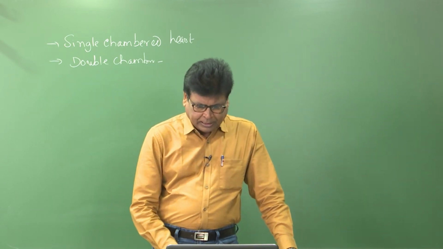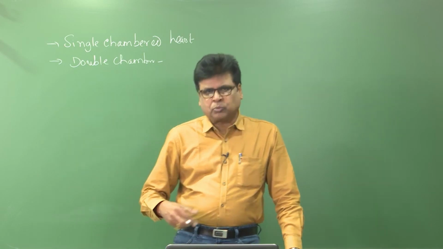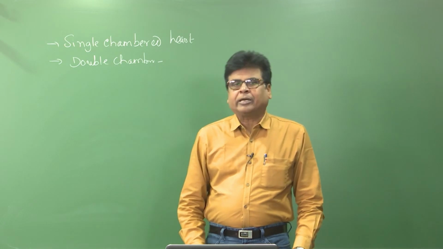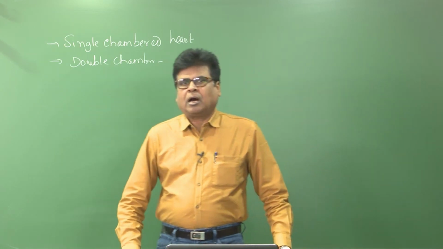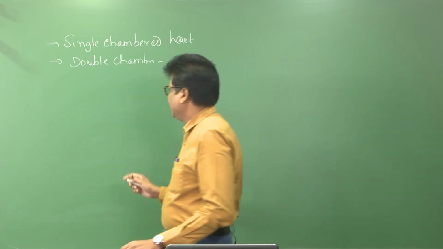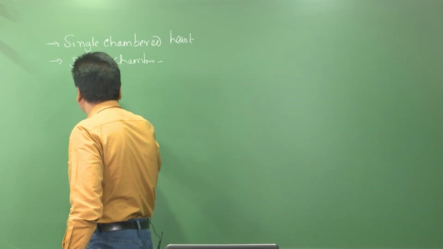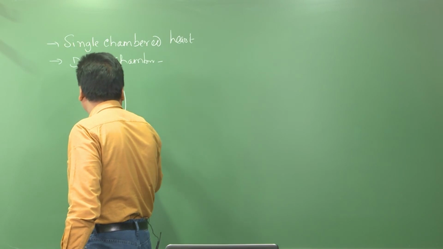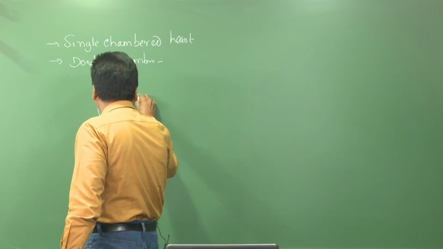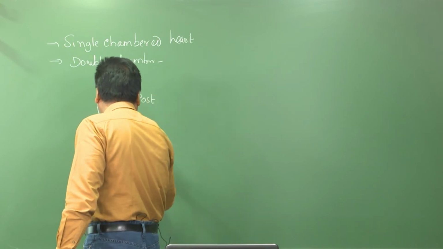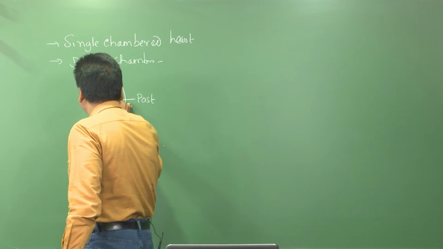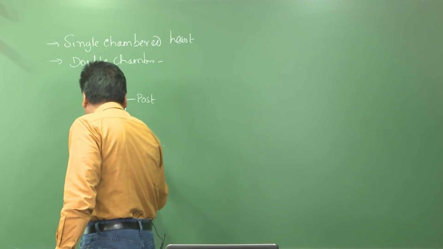Now in this class today we shall discuss more about teleosts, how the heart is present in bony fishes. What I have told you is that double chamber means, for example, this is one chamber and this is another chamber. This one is the posterior chamber and this one is the anterior chamber. This chamber is generally known as the auricle, and this chamber is known as the ventricle.